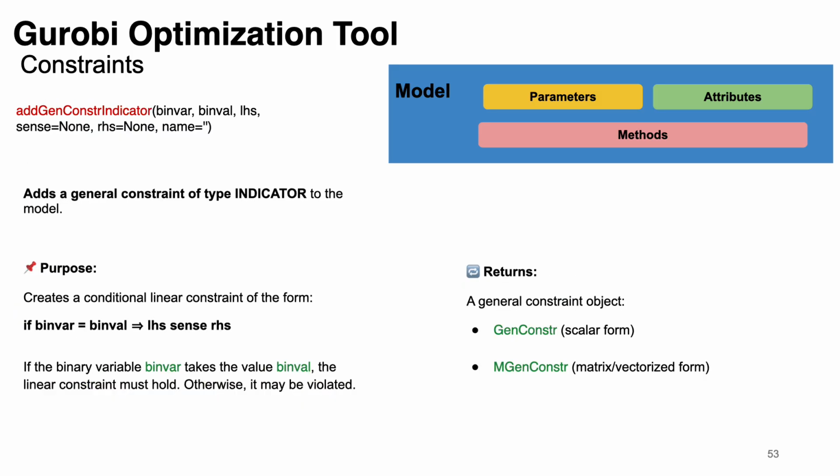Moving on to one of the most frequently used logical constraints in scheduling and manufacturing, the indicator constraint. Added using addGenConstrIndicator, this function returns either a standard GenConstr or a matrix-friendly MGenConstr. Its purpose is to create a conditional if-then rule. Mathematically, it states, if this binary variable equals a specific value like 1, then this subsequent linear constraint must hold true. Otherwise, the constraint is completely ignored by the solver. This is the exact mechanism we use for our conditional production rule.